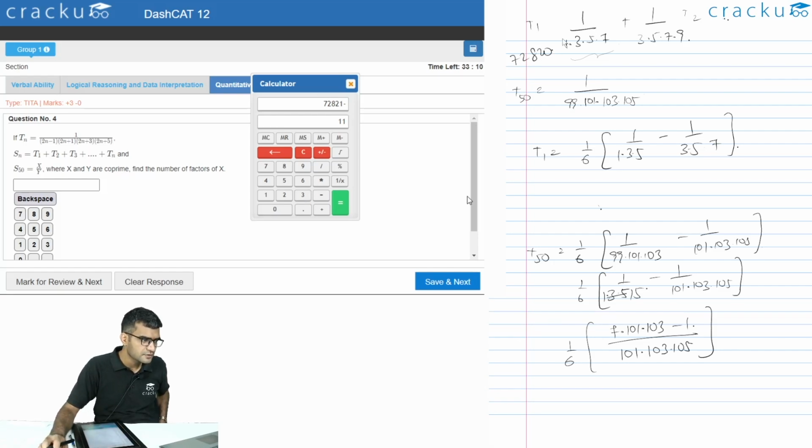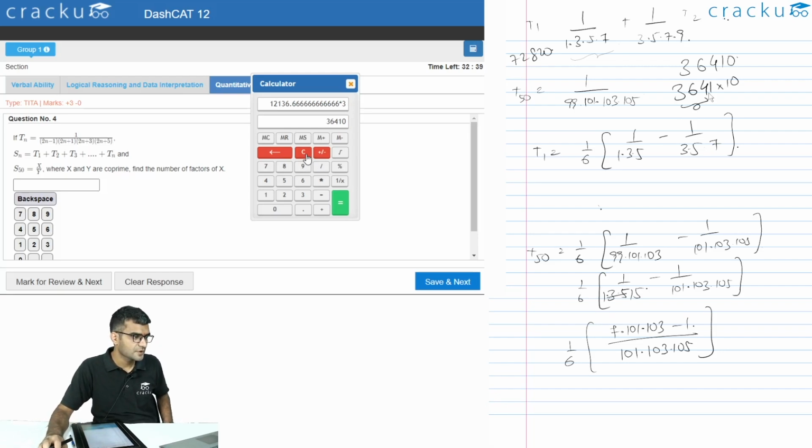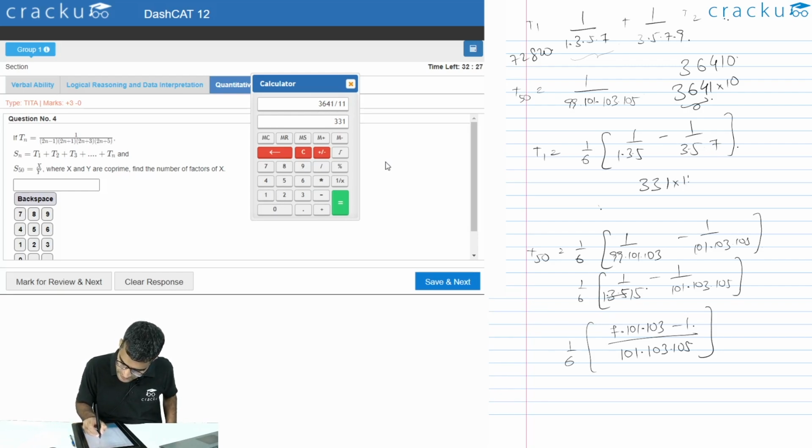72820. 72820 divided by 6, into 3. This has to be the value of x. 36410. How many factors are there for 36410, please? This is 3641 into 10. I don't even know whether this is prime or not. There is no 7. This is divisible by 11. This is 331 into 11 into 10.